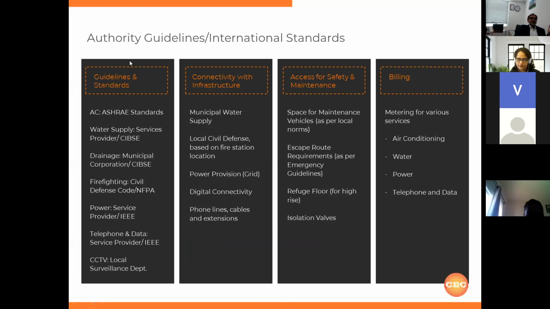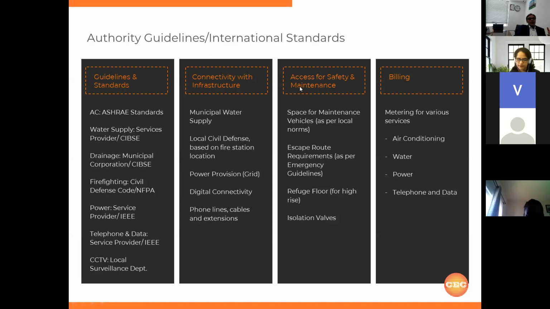Now standards. As we are discussing, for every location we have specific authority guidelines and international standards. So when we are designing it, there are four major parameters we work on with the authority. One is authority guidelines and international standards. Second, what is the infrastructure of the authority around the plot? Third, access and safety of maintenance.